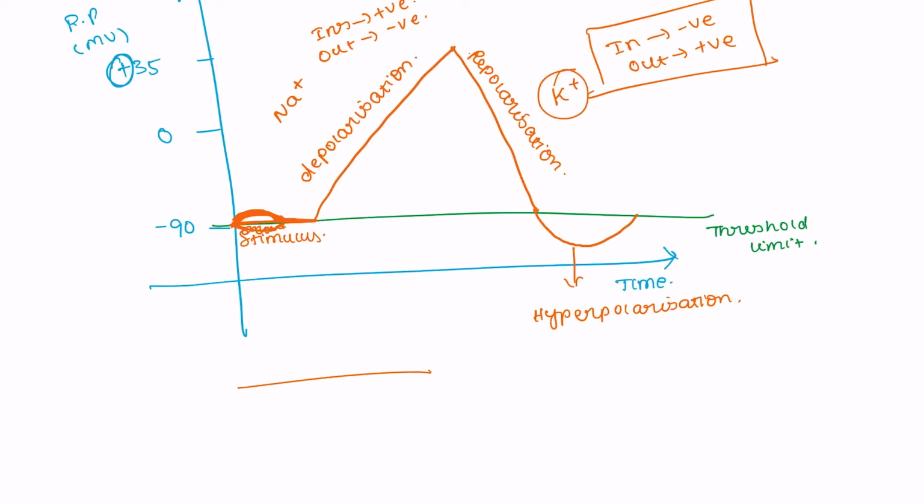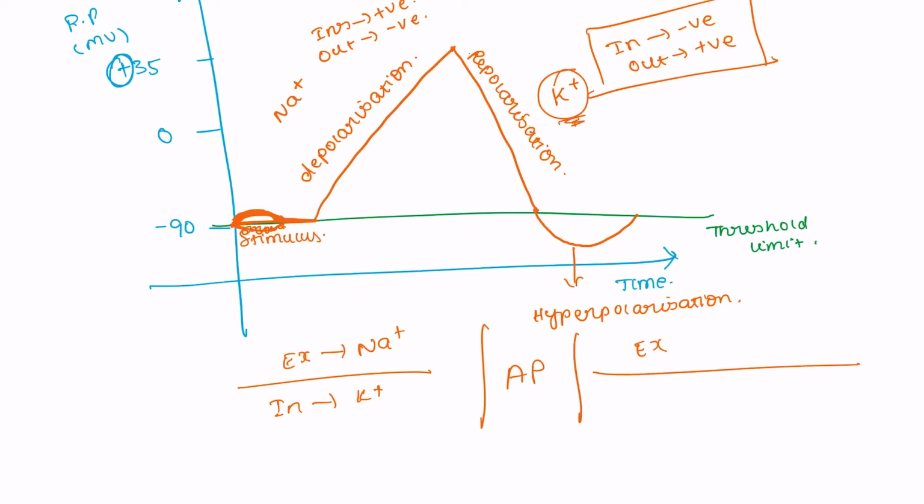So we all know what is present extracellularly: sodium ions. Intracellularly, potassium ions are present. But if you really understand this concept, you should know this: after the action potential, because during repolarization the K plus ions move out, extracellularly K plus ions will be there, and intracellularly sodium ions will be there.